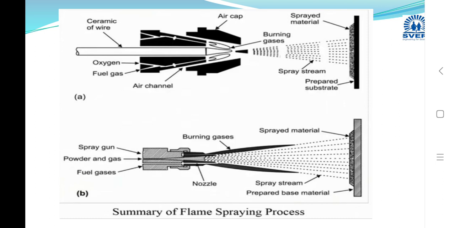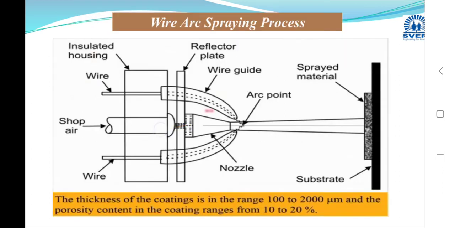Another disadvantage of this process is that in the flame spraying operation, you end up with porosity as high as 8 to 9%. So a large number of pores are included in the structure. Now let us go for the next one, wire.